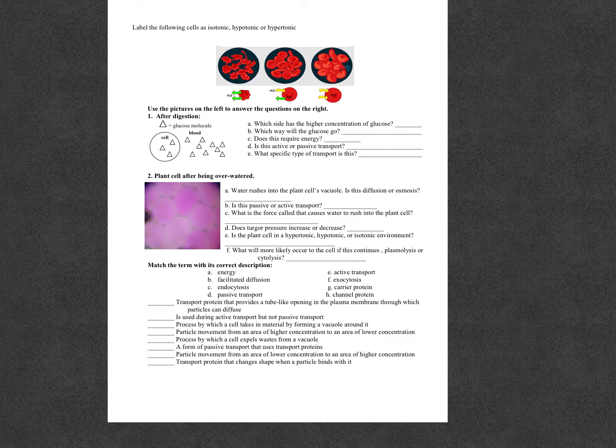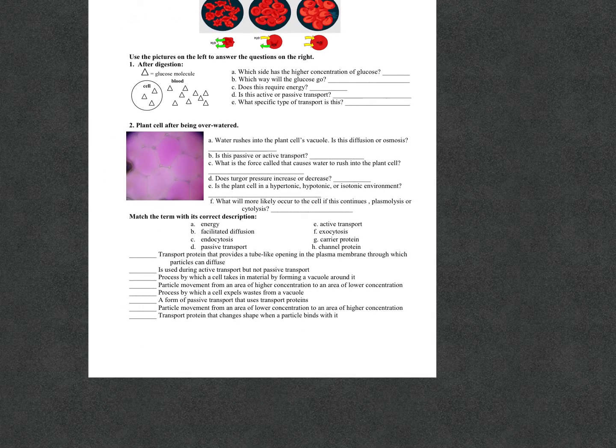If you want, you can rewind this video a little bit and look at the same question on a previous page. This next one's also the same page. It says water rushes into a plant cell vacuole. Is this diffusion or osmosis? Even though it's a similar picture, it's a different set of questions. So let's go ahead and answer those. Is this diffusion or osmosis? Of course, it's osmosis. Is this passive or active transport? Transport is passive.